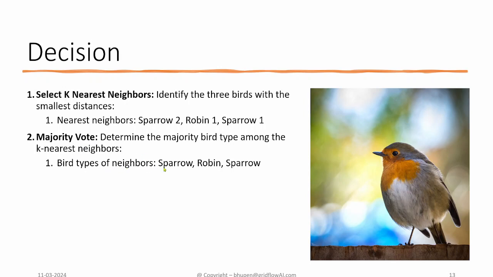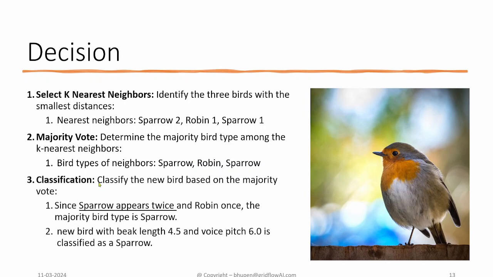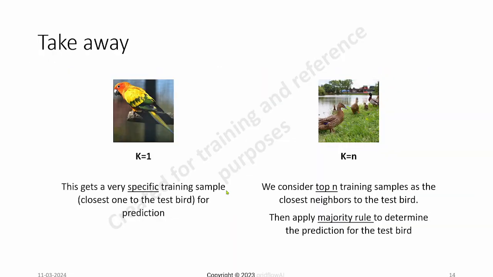So the bird types of the neighbors are sparrow, robin, and sparrow. So there are 2 instances of sparrow and 1 instance of robin. So the classification for the test bird will be sparrow, because sparrow appears twice in the neighborhood, and we consider the neighborhood to consist of the 3 closest birds. So the takeaway is that k equals either 1, or you can set k equal to some number after experimentation.